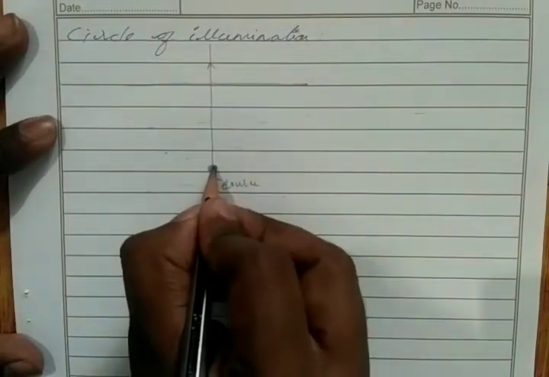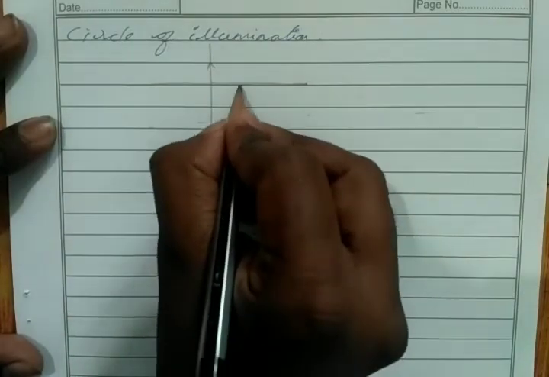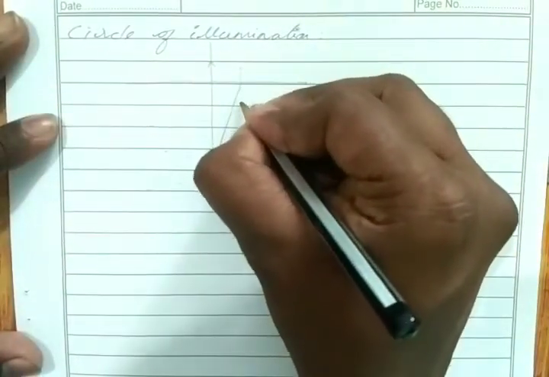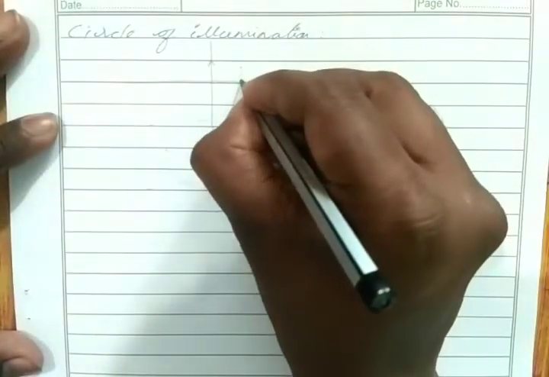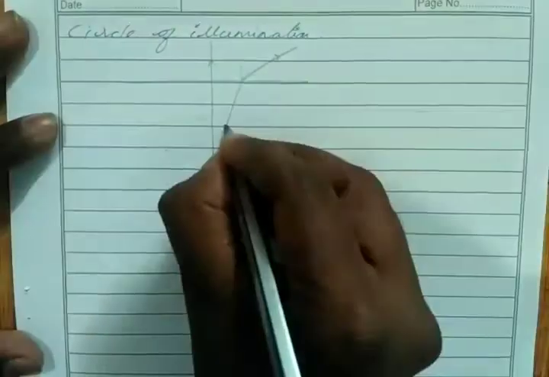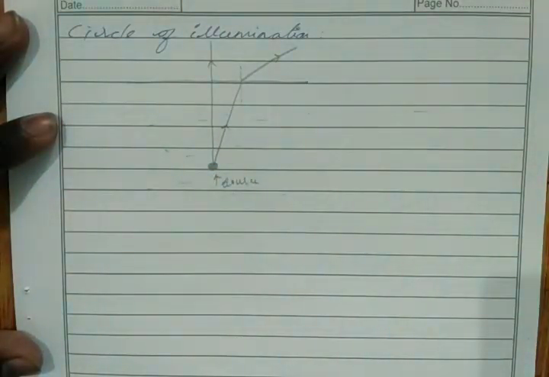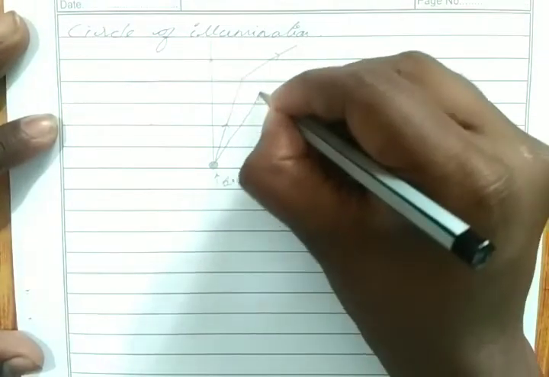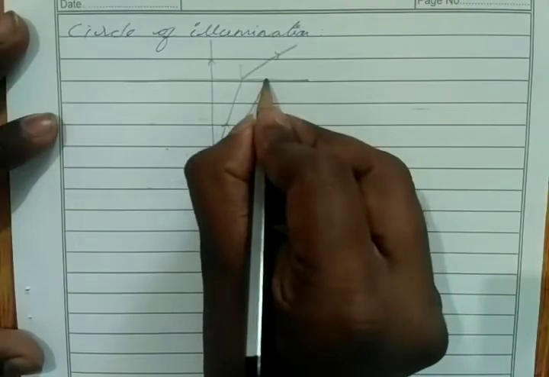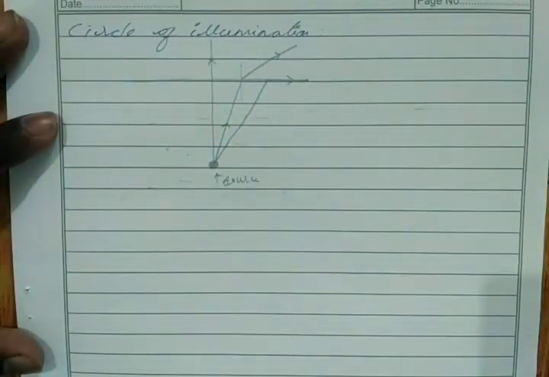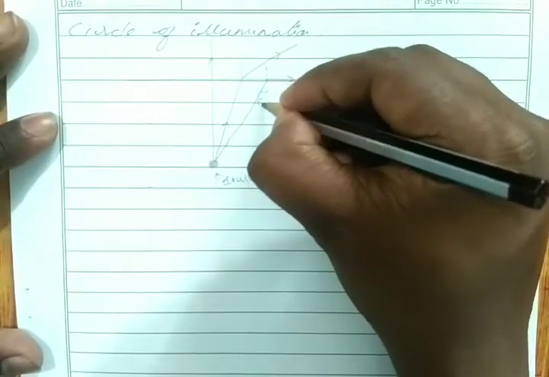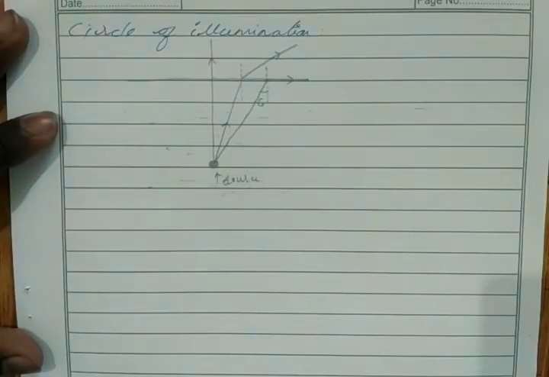But when light is inclined at a certain angle, from denser medium to rarer medium, it moves away from the normal. So it is refracted away from the normal, correct? After a certain inclination, it moves along the interface. So what is this angle? We know this angle is the critical angle.